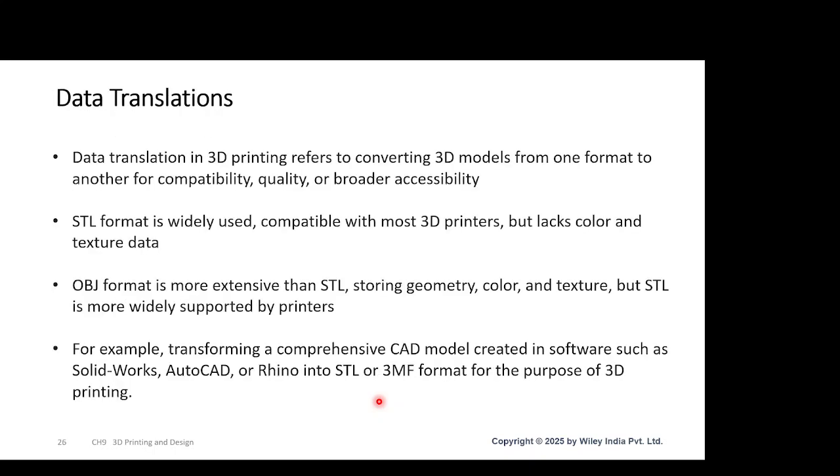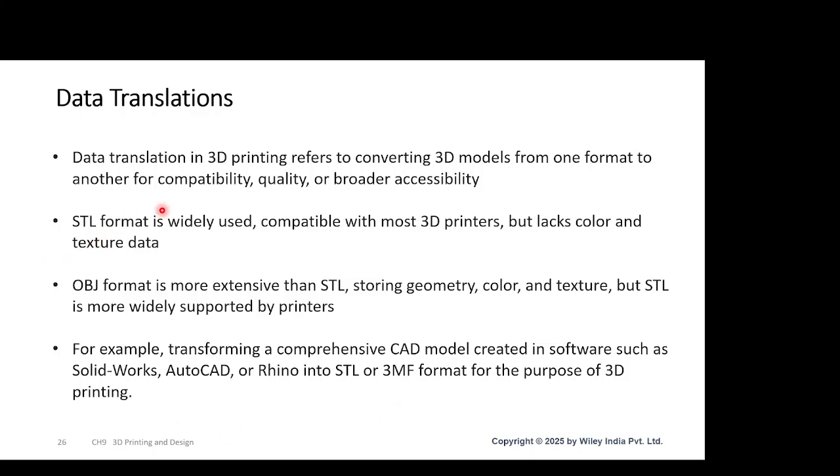Data translation in 3D printing refers to converting 3D models from one format to another, for compatibility, quality, or broader accessibility. For example, why do we convert a Word document to PDF? Because we want some features, like it should not be editable, right? So we make it a PDF. The formatting should be retained, so we convert a Word document to PDF. Similarly, we can convert the 3D model specified in one format to another format, and that is called data translation.